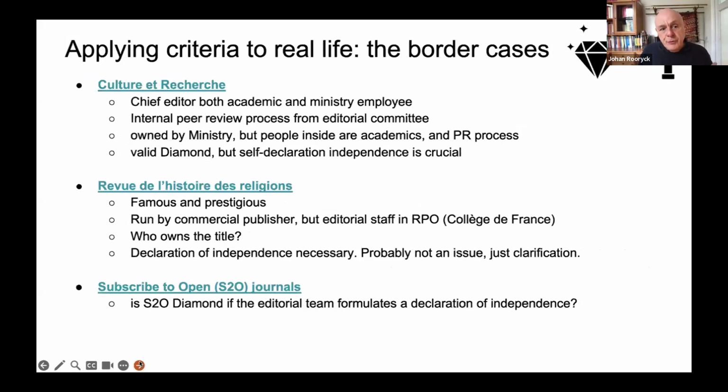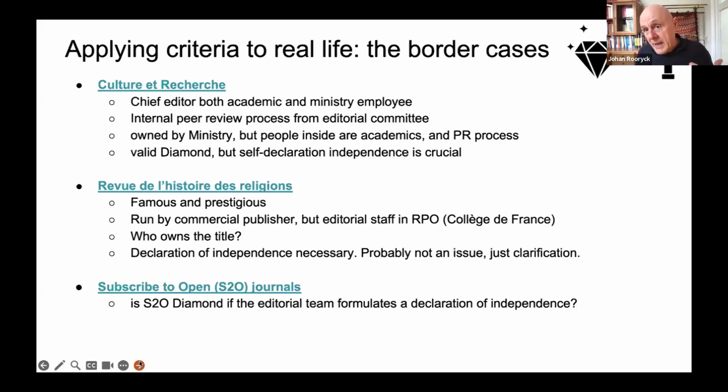Again, the same is true for the Revue de l'Histoire des Religions, run by a commercial publisher, but the editorial staff is in the Collège de France. It's unclear who owns the title. A declaration of independence may be necessary. It may not be a real issue, but at least a clarification may be necessary in this case.